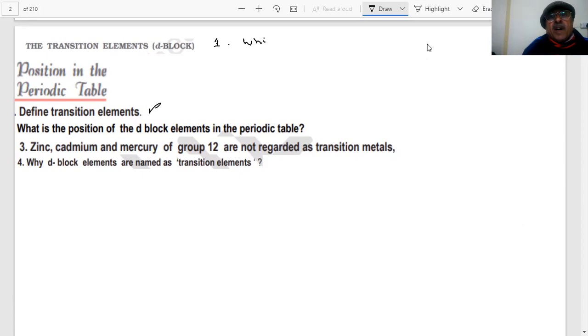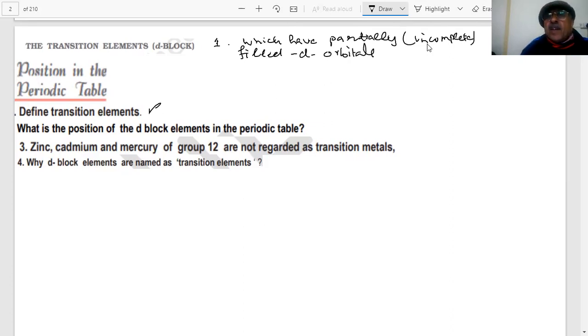which have partially or incompletely filled d orbitals in their ground state, or in one of their oxidation states, students.